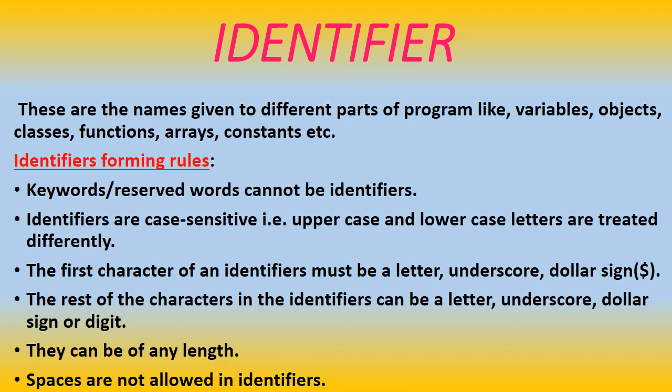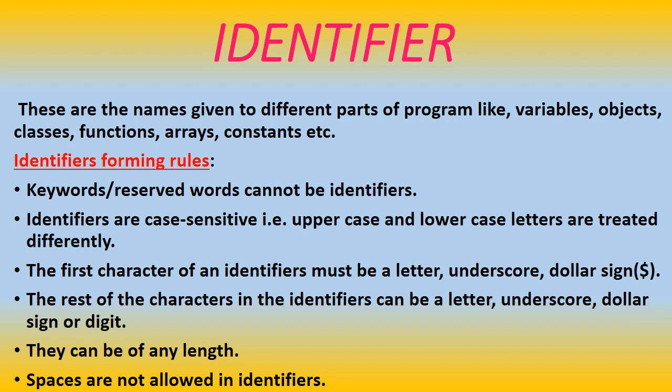The next rule is the first character of an identifier must be a letter, underscore or dollar sign. Only these are allowed as the first character of any identifier: letter, underscore or dollar sign. The rest of the characters in the identifiers can be letter, can be underscore, can be dollar sign or can be any digit. It means first character of the identifier cannot be a digit.